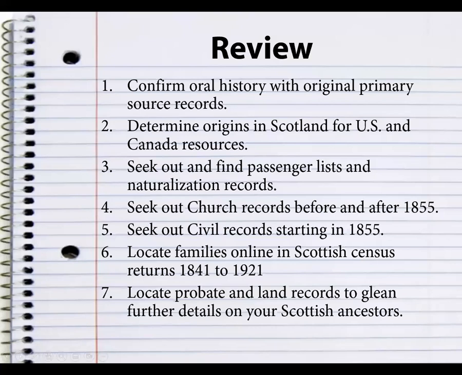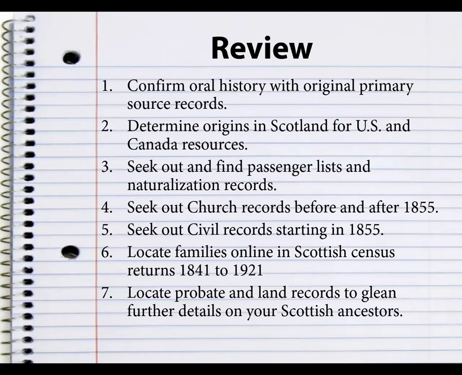Just a review, you want to confirm your oral history and use original primary source records to secure your stories. Finding that your ancestor lives somewhere near Edinburgh, but finding the naturalization record that pinpoints it right down to Dundee, Scotland, is even better. Determining origins in Scotland for US and Canada resources: look at those death records, those obituaries, and those gravestones ahead of time before seeking resources over in Scotland. It will help your source get narrowed down to where you're from.